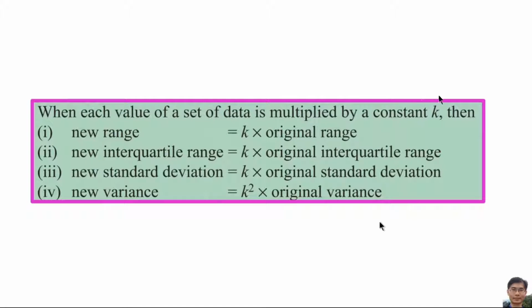Multiplied or divided by the same constant, okay, must be each value, okay. If one of the values is multiplied by the constant, then this formula will not work. This formula only works when each value is multiplied by a constant, okay, a constant, any values, positive, negative also can.